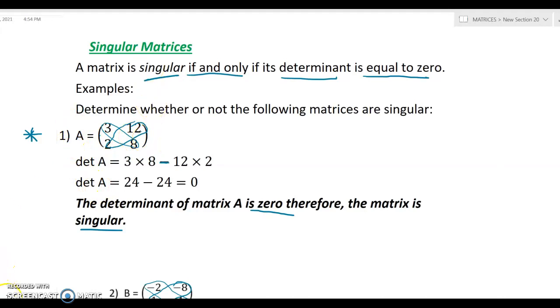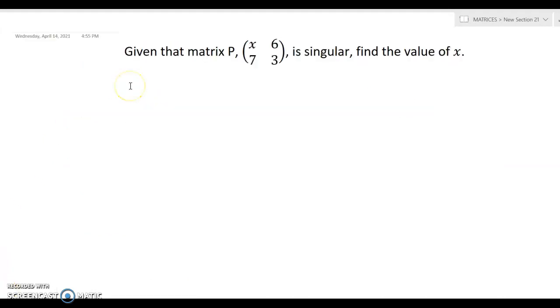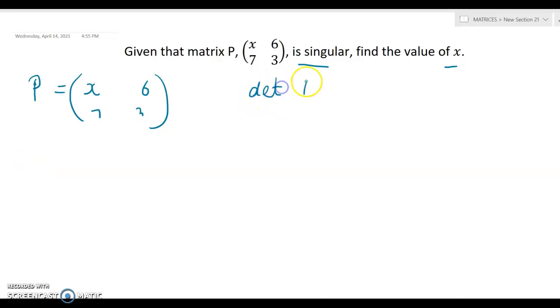So let's look at some other questions. So let's look at this interesting question. It says given a matrix P is singular, find the value of x. So this is matrix P here. Matrix P is x, 6, 7, 3. They are telling us that matrix P is singular. So matrix P is singular, therefore the determinant of P has to be 0. We want to find the value of x.